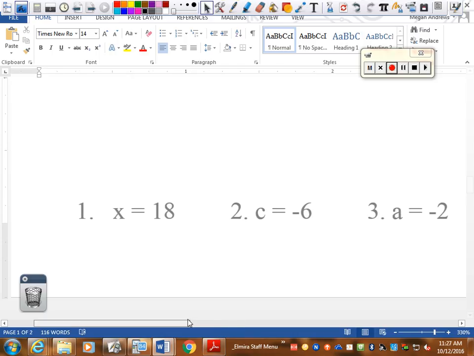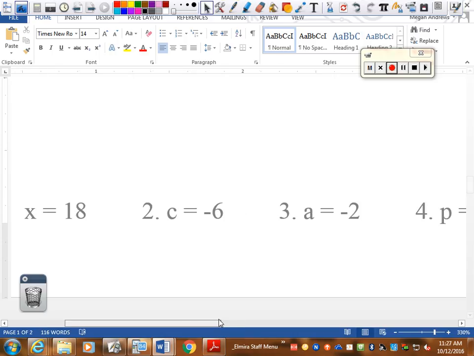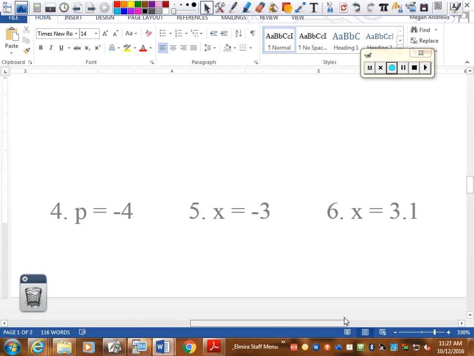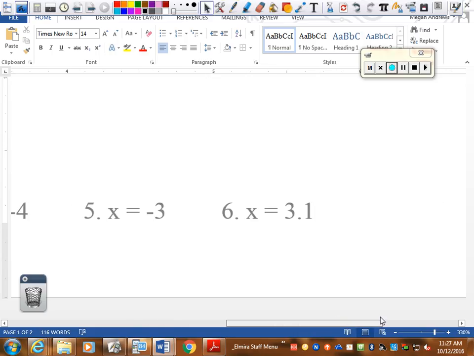Okay, so number 1, x is 18. Number 2, c is -6. Number 3, a is -2. Number 4, p is -4. Number 5, x is -3. And number 6, x is 3.1.